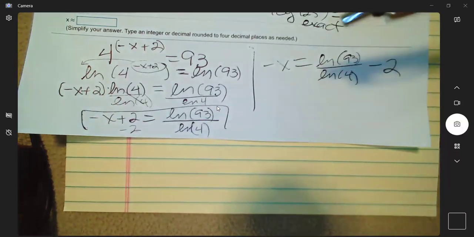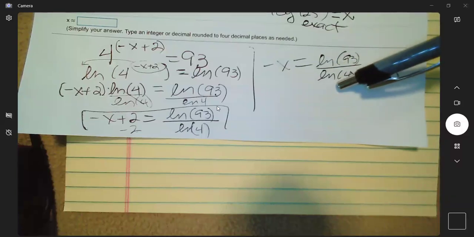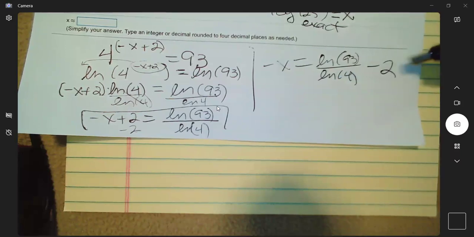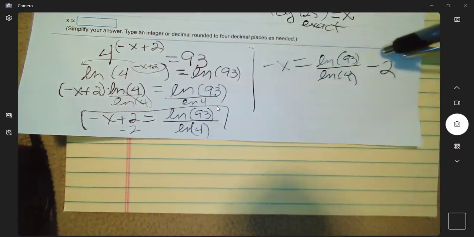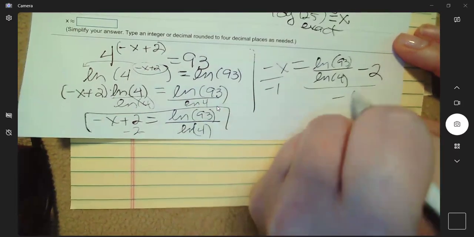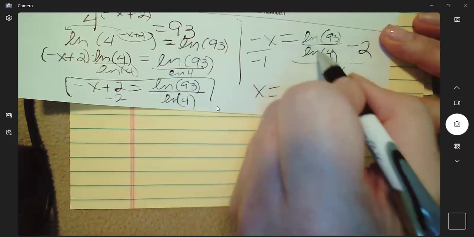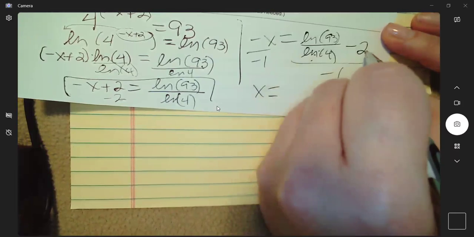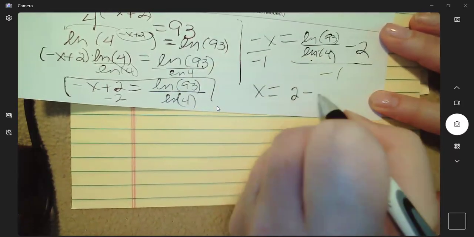If I'm going to do a decimal estimate, that's what I would do first: this logarithm divided by the second logarithm, whatever decimal answer that is. Then I would subtract 2 from that. And the very last thing I would do would be to change its sign, because I have to change the signs on both sides here. So to finish this up, I would divide everything by negative 1 to change the sign on my x. So positive x would be, I could put a negative in front of all this, or I could just switch these two things around. Right now, the fraction is positive and the 2 is negative. So if I'm going to divide everything by negative 1, I could just switch that around.